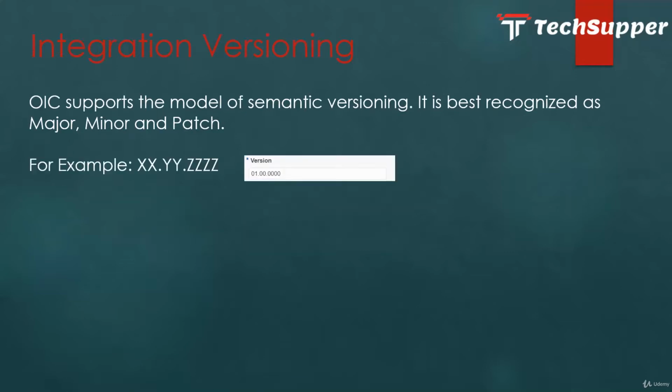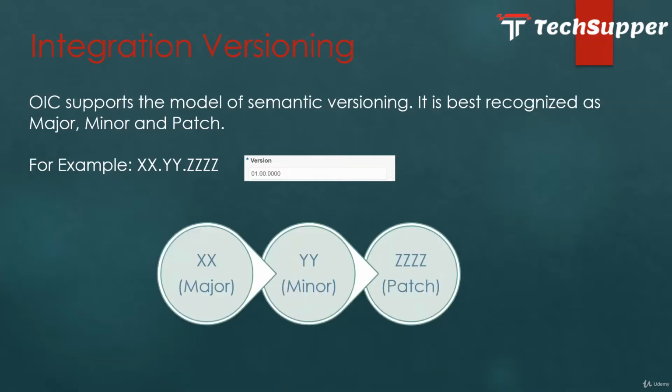So whenever you create an integration, you may have noticed that there's an input box of version, right? Wherein the default version comes in a format like xx.yy.zzz. So here you see in the picture, we have a version, default version is 01.00.0000. So whenever you create an integration, a version will be created by default with version 1.